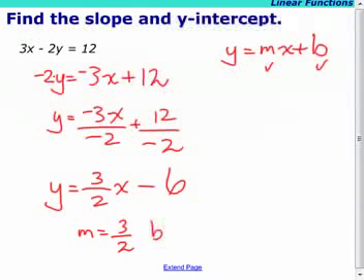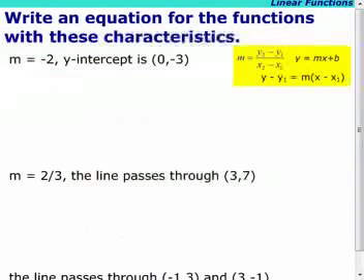So my y-intercept is negative 6. Okay. That's slope and y-intercept. Now, here it's asking me to write an equation for the functions with these characteristics.